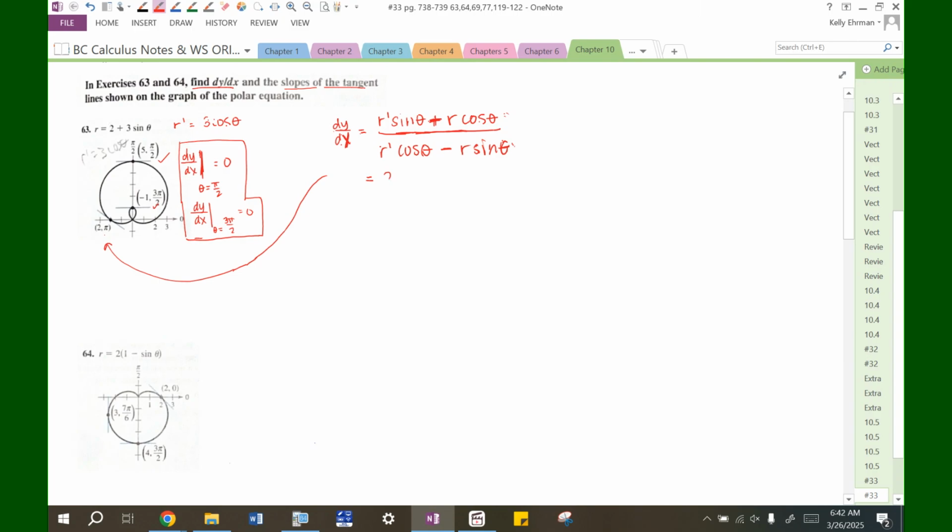And then I'm going to throw in what I have. So 3 cosine theta, that's r prime, times sine theta, plus, because r is two terms, I'm going to put this cosine theta out front. I will end up distributing that through. So cosine theta times r, which is 2 plus 3 sine theta. And in the denominator, r prime is 3 cosine theta times another cosine theta, so I'll make that cosine squared theta. Minus, same thing here, I'm going to put the sine out in front and then the r in parentheses.